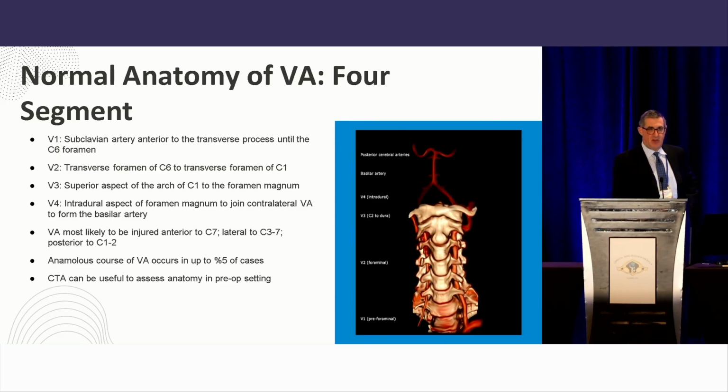Anteriorly, the vertebral artery is most likely to be injured at C7. Laterally, it's C3 to 7 if you're going to put a posterior screw in aberrantly or get into the problem in the foramen like I did. An anomalous course of the vertebral artery can occur in up to 5% of cases. And then you have to remember that it curves over the arch of C1 intradurally as it joins its paired member on the other side, so you can get into it posteriorly at the C1, C2 junction if you're operating there as well. So you have to be careful there.